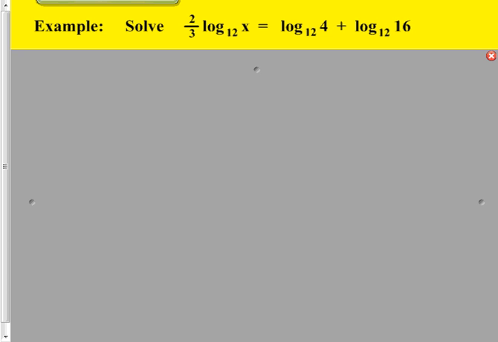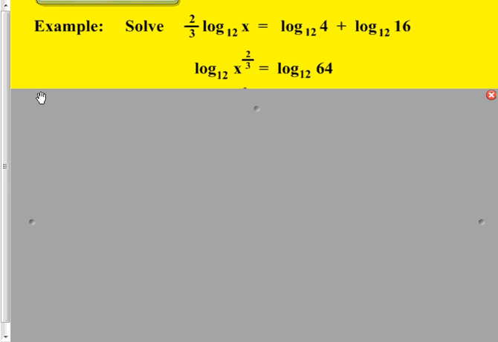Also, on the right side of the problem, we see that we have 2 log base 12s being added together. Law 1 says that those terms can be combined by multiplying the 2 arguments together. So there I have done both of those things. Law 3 allowed us to move the 2/3 coefficient on the left to the exponent of the argument, and Law 1 allowed us to combine the binomial into a monomial on the right by multiplying the arguments 4 and 16 to get 64.